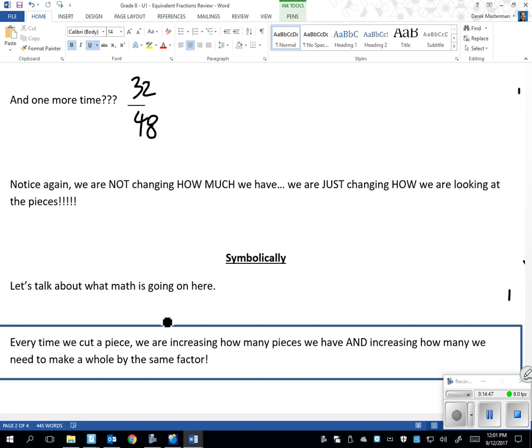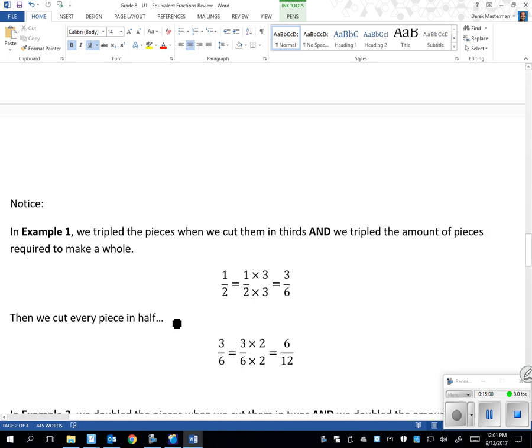Okay? So, every time we cut the piece, we are increasing how many pieces and increasing how many we need to make the whole by the same factor, in this case 2. So we were talking about that. Now we're just going to look at it symbolically.